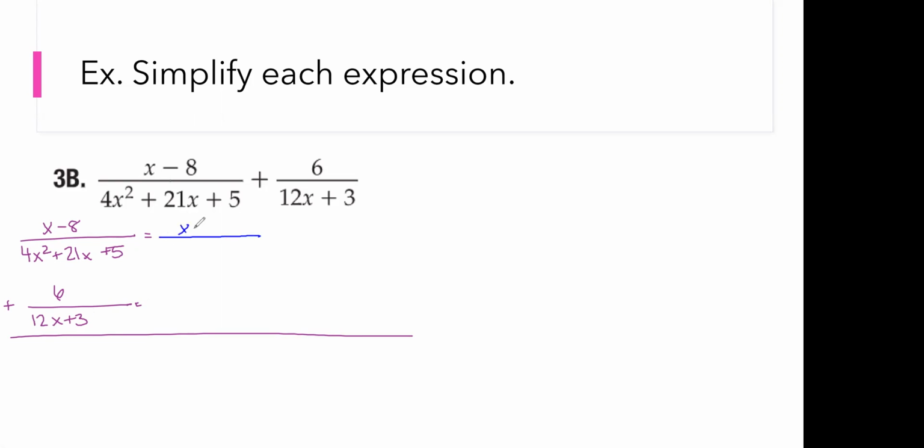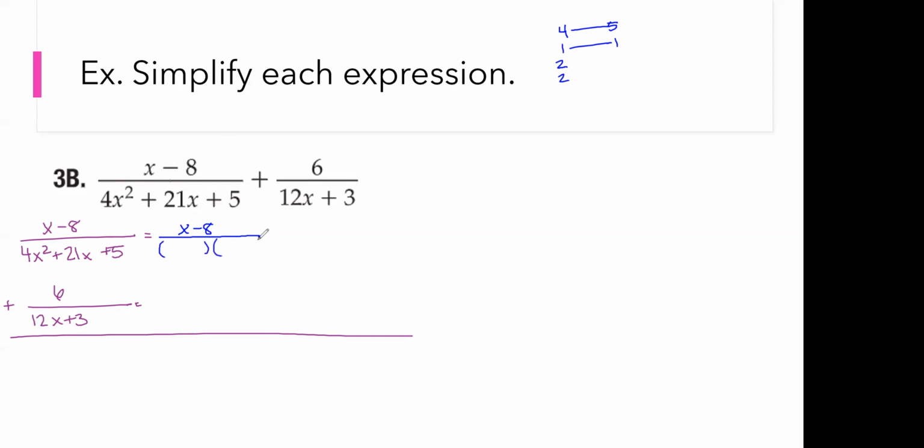So this x minus 8 is going to stay the same. And then I need the factors of 4, so that's 4 and 1, and 2 and 2. And then the factors of 5, which is just 5 and 1. And when I multiply them, they should add up to 21. So 4 times 5 is 20, plus 1 times 1 would be 21. Okay?